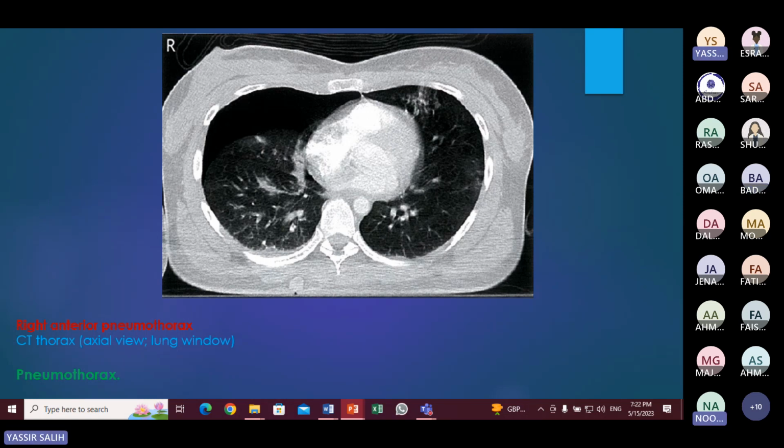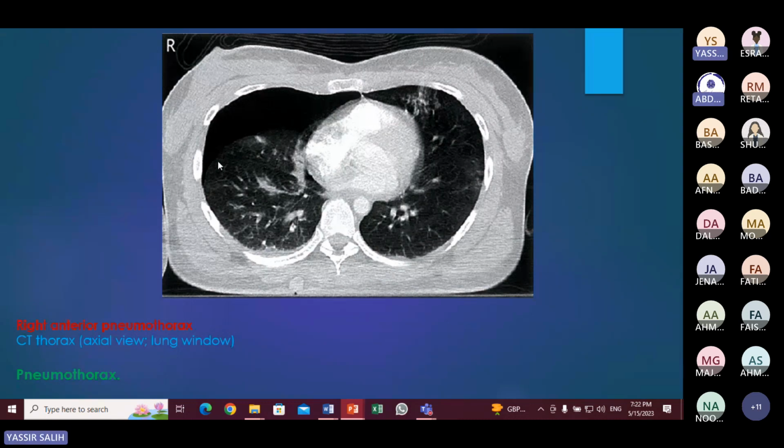Air. Yes, that is air, and it is compressing the lung. So where is this air? What is the layer of the lung? The lung is covered by which layer? Pleura. How many layers of pleura?